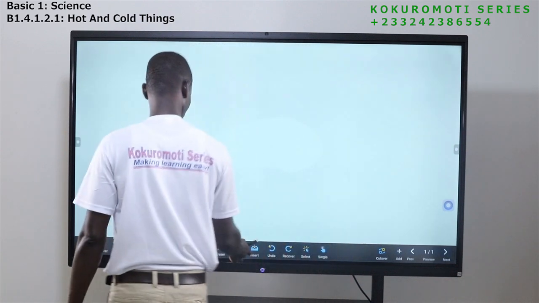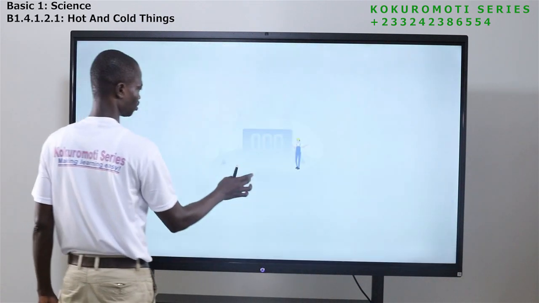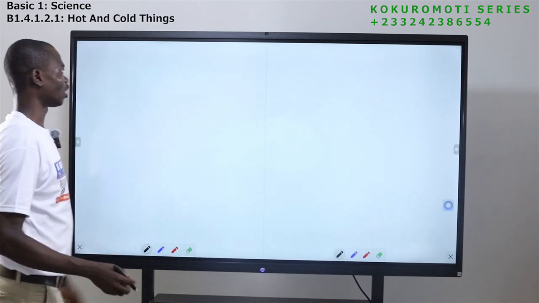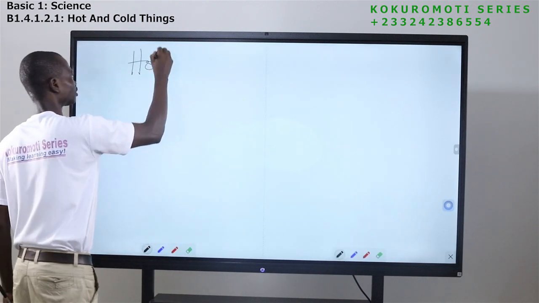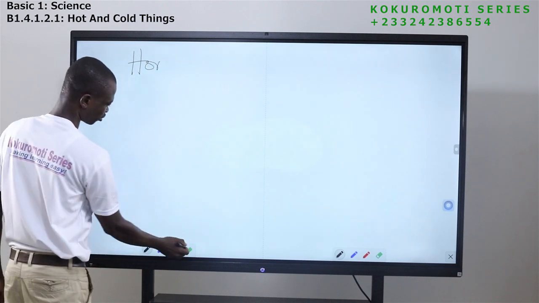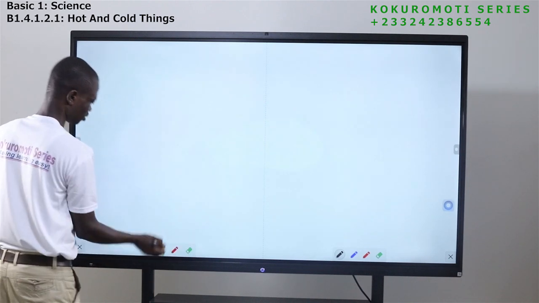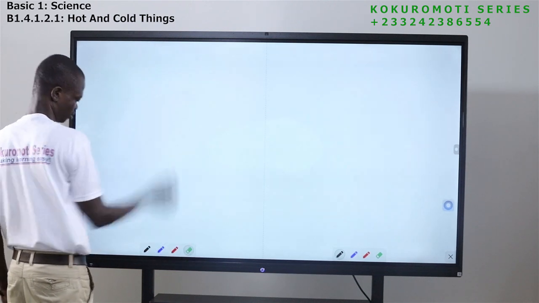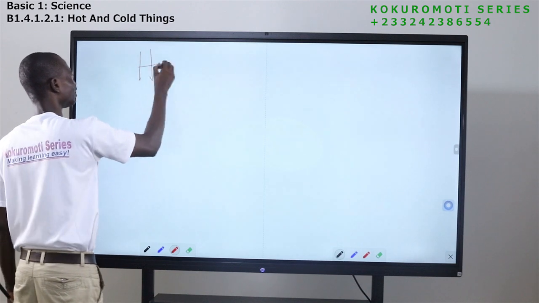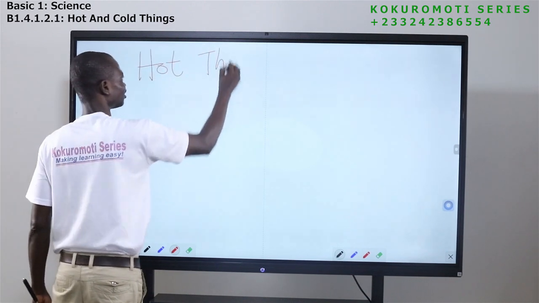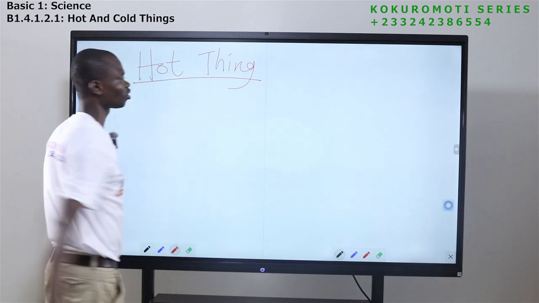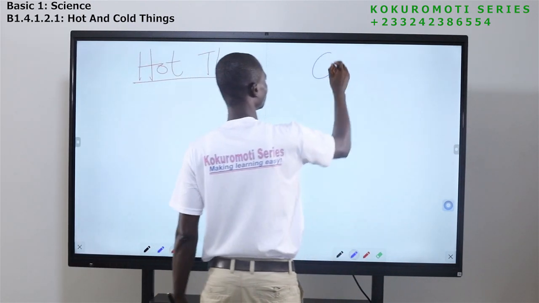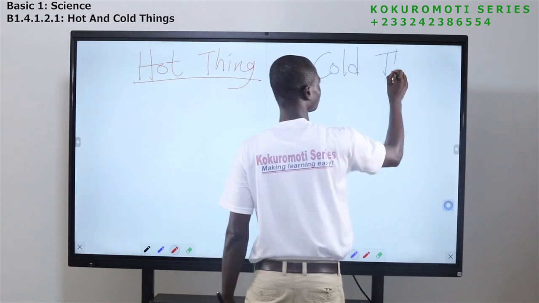Okay, so we are going to draw our hot thing. So here we have hot thing. Oh, let me use red for hot. You know hot things, mostly. The question is draw one hot thing and color it, and one cold thing and color it. So this is what? Cold thing.